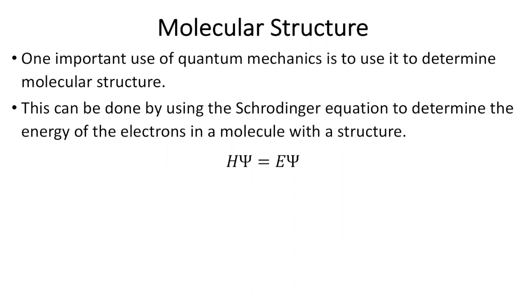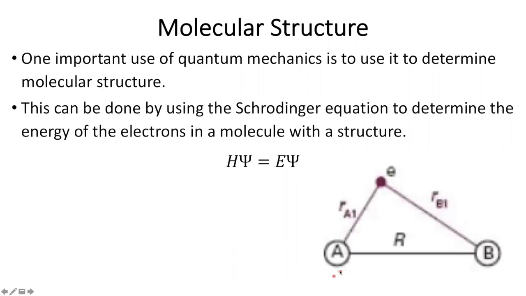So what we're going to want to first do is use the Schrodinger equation to determine the energy of the electrons in a molecule with a given structure. So if I have a diatomic molecule, atoms A and B, and they have a distance in between them of r, then I can try and figure out at what position of the electron I will essentially maximize my interactions with each of these atoms, which again depends on its position. And again, this gets a little bit more complex once I move to a multi-electron system.